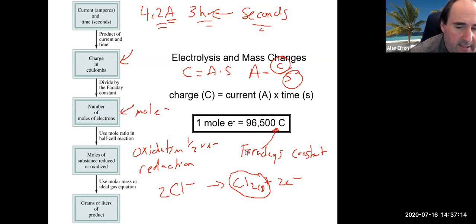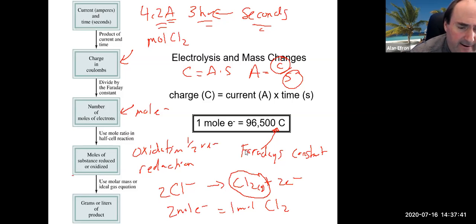And in this particular case, we could say for every 2 moles of electrons, we get 1 mole of Cl2. So there's a mole-to-mole relationship that occurs between the half reactions, which is why you want to make sure that they're balanced, and the moles of whatever you're interested in. And once we get the moles of electrons, that will now allow us to get to, say, moles of Cl2.